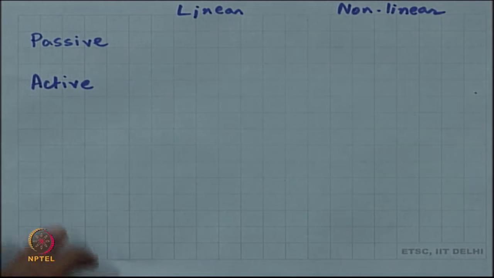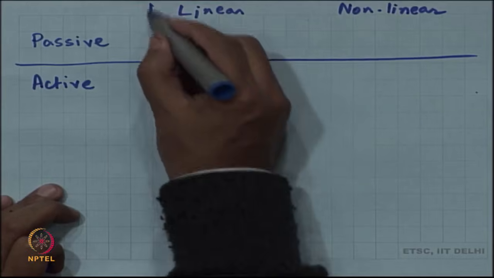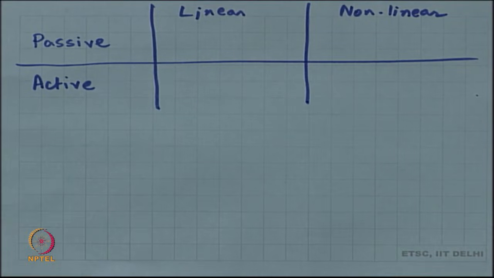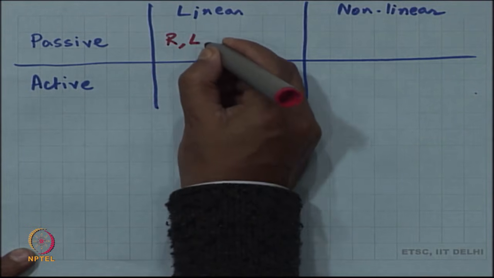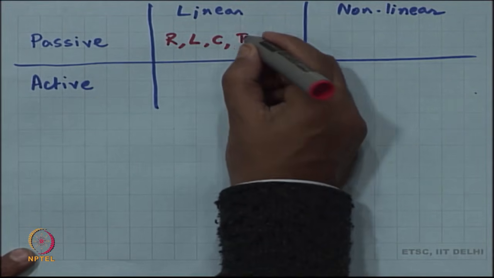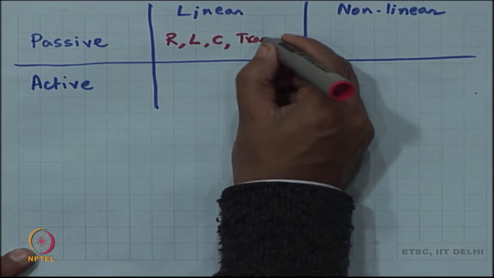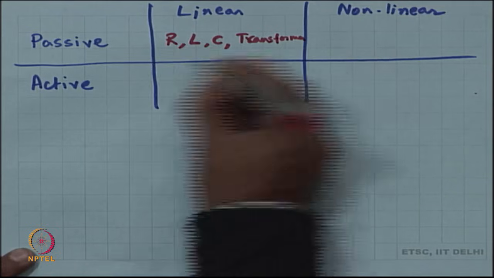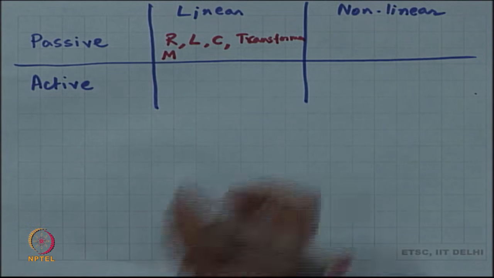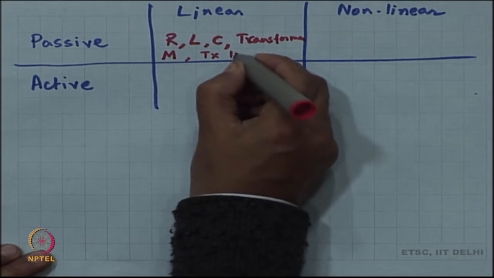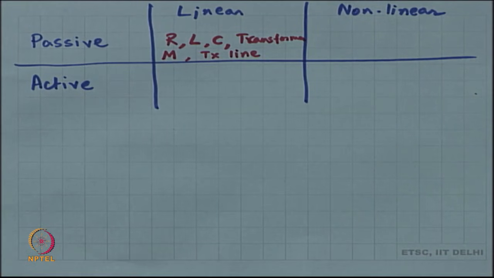Okay. So, can you fill up this table? Linear passive components are what? R, L, C, transformer, mutual inductance, these are all linear and passive. Transmission line, yeah, these are all linear and passive elements.